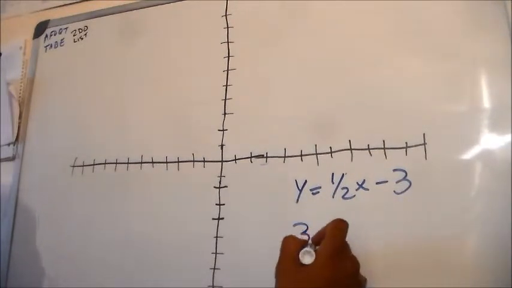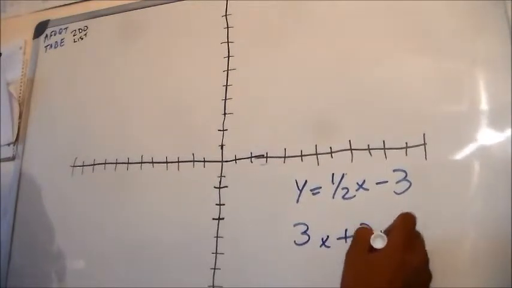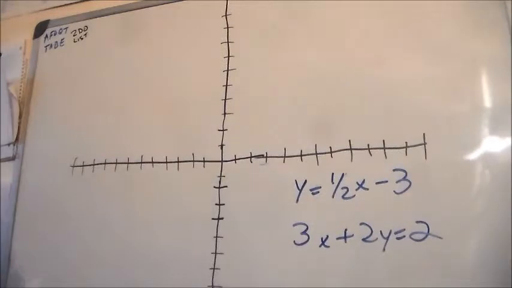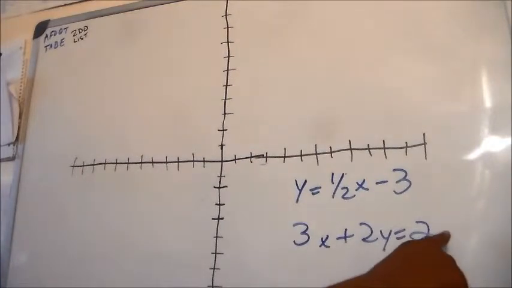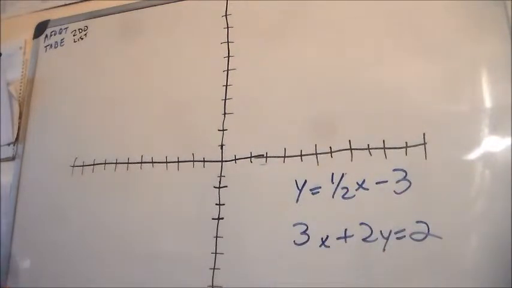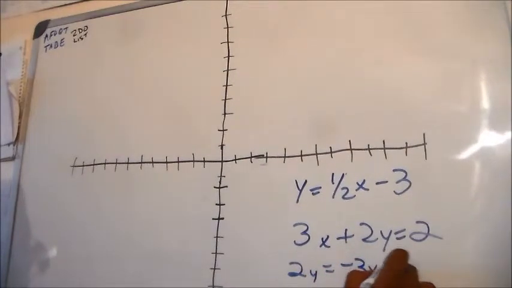And then we have 3x plus 2y equals 2. That is not in y equals mx plus b form. So we need to see what we need to do to get it in y equals mx plus b form. We need to subtract 3x from both sides, theoretically, but what's actually happening is the 3 moves to the other side of the equal sign and changes signs. So we would have 2y equals negative 3x plus 2.